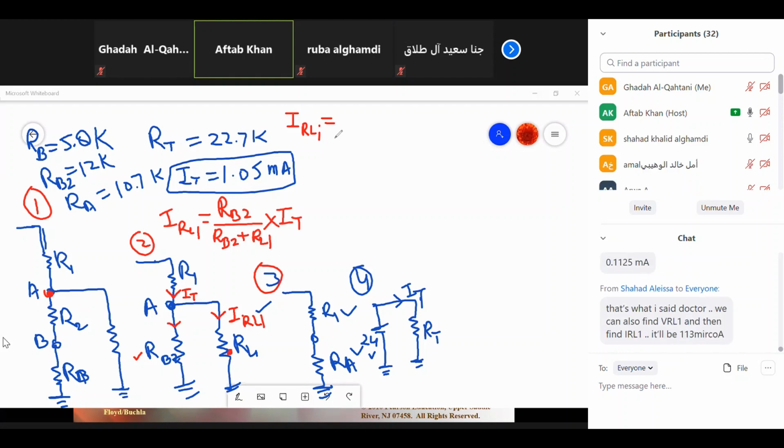Okay, 0.1125 milliampere. Okay, so two students are getting the same, Roba and Mariam. All right, Manar, check your answer. So the answer is 0.1125 milliamps. So we can consider 0.112 like that.